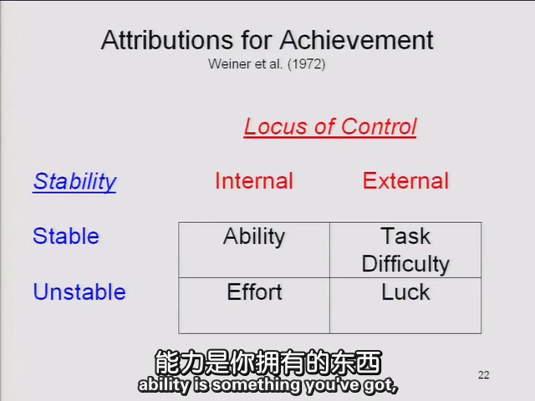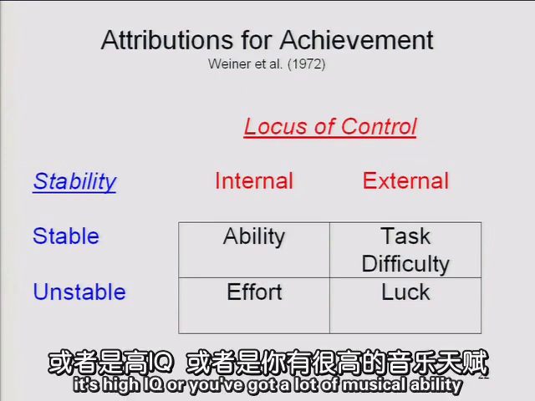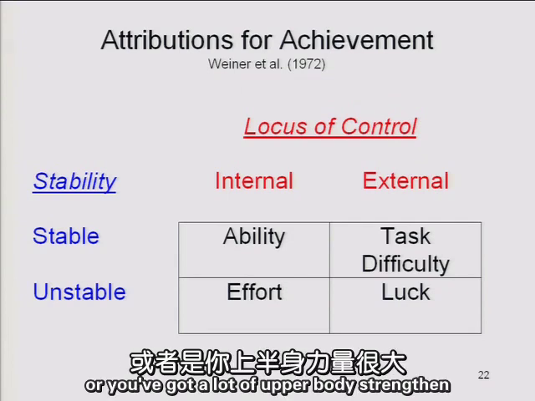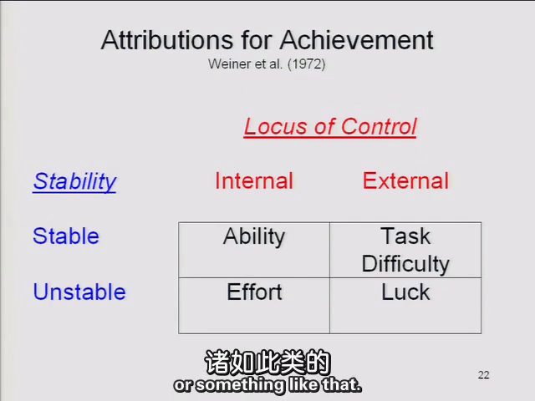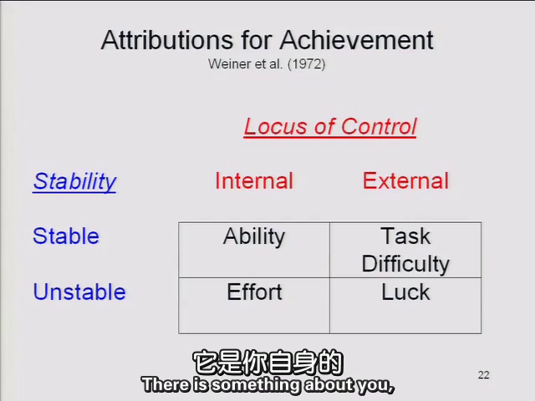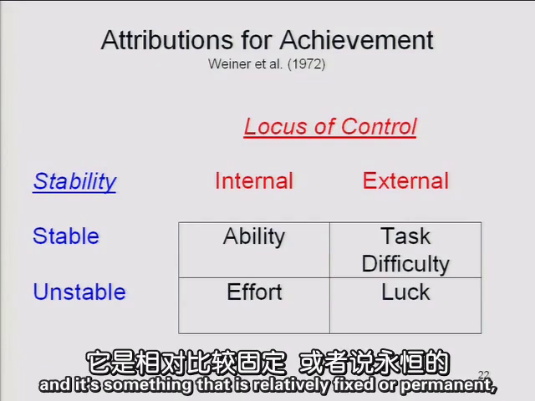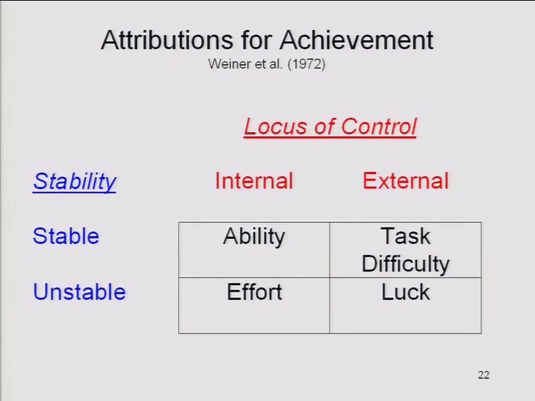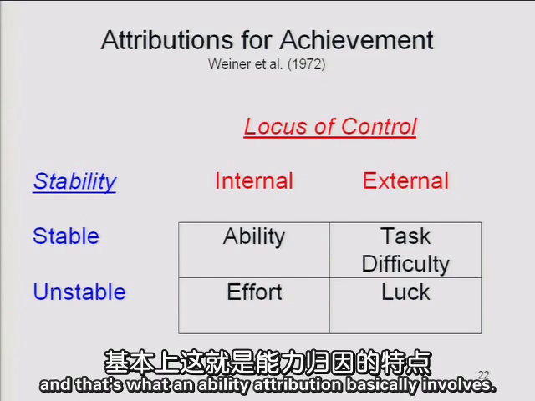Ability is something you've got. It's high IQ, or you've got a lot of musical ability, or you've got a lot of upper body strength or something like that. There's something about you, and it's something that is relatively fixed or permanent, and that's what an ability attribution basically involves.